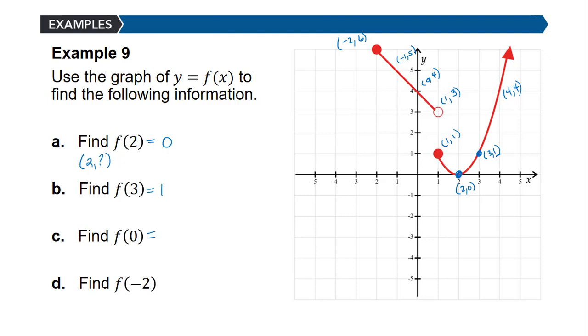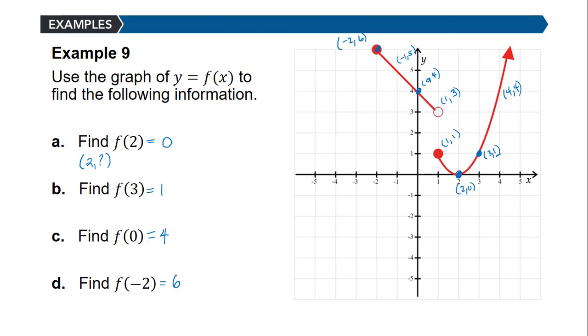F of 0 means what is the y value when x is 0? So if we go up from the origin, we see the point on the graph is at 0, 4. So the y value at that point is 4. And then f of -2, what is the y value when x is -2? If we go left to -2 and go up, we see that our point is at -2, 6, so the y value is just simply 6.